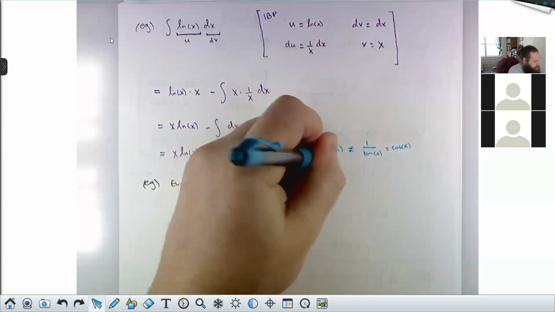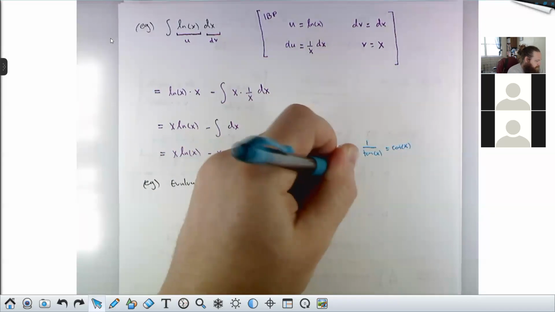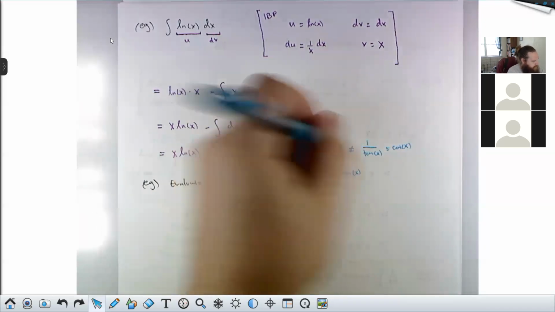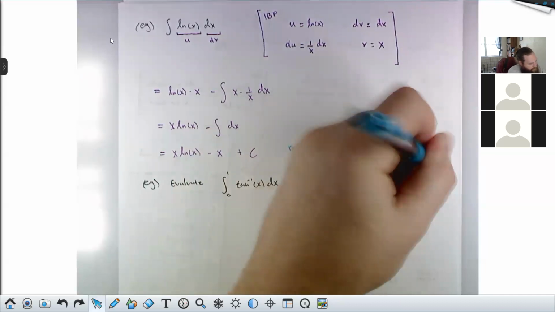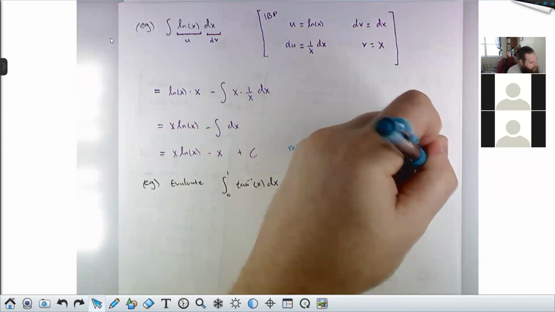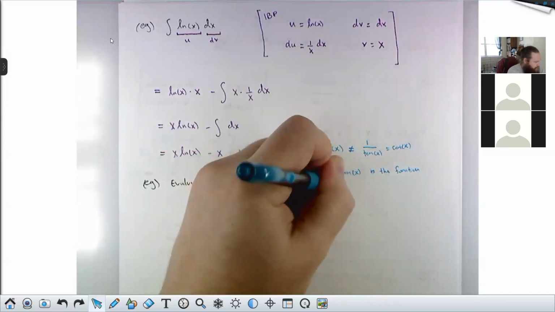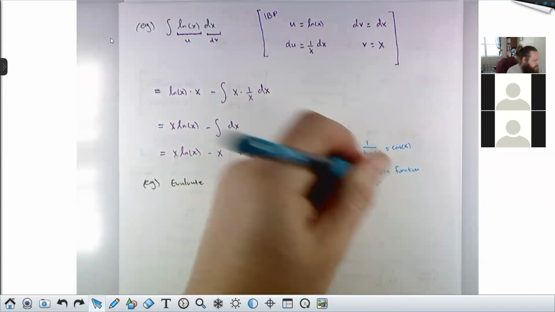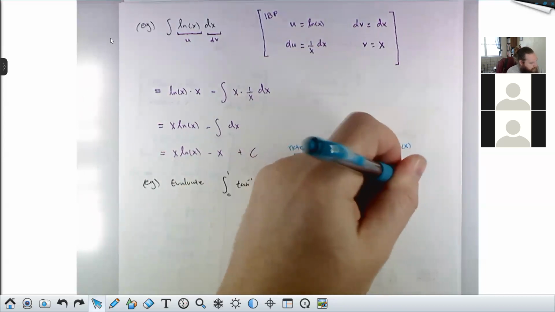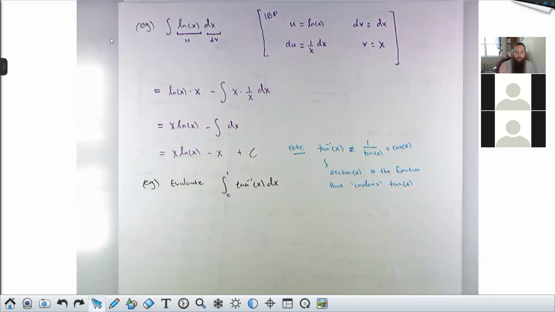The inverse tangent function, sometimes called arctan x, we can think of it like this: it undoes the tangent function. The tangent function takes in angles and spits out numbers. The inverse tangent function takes in numbers and spits out angles. It has nothing to do with the reciprocal of the tangent function. Please don't forget this. It's its own thing.